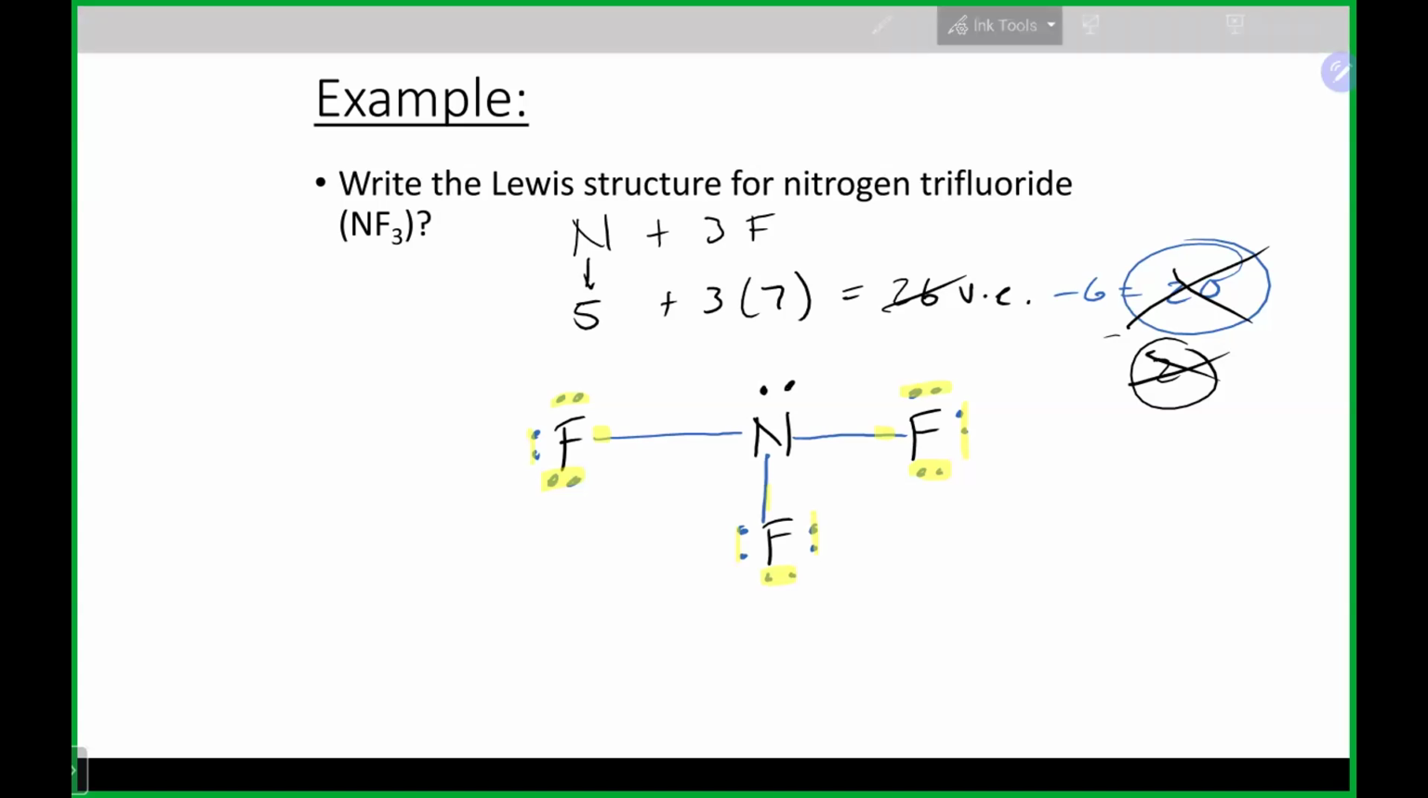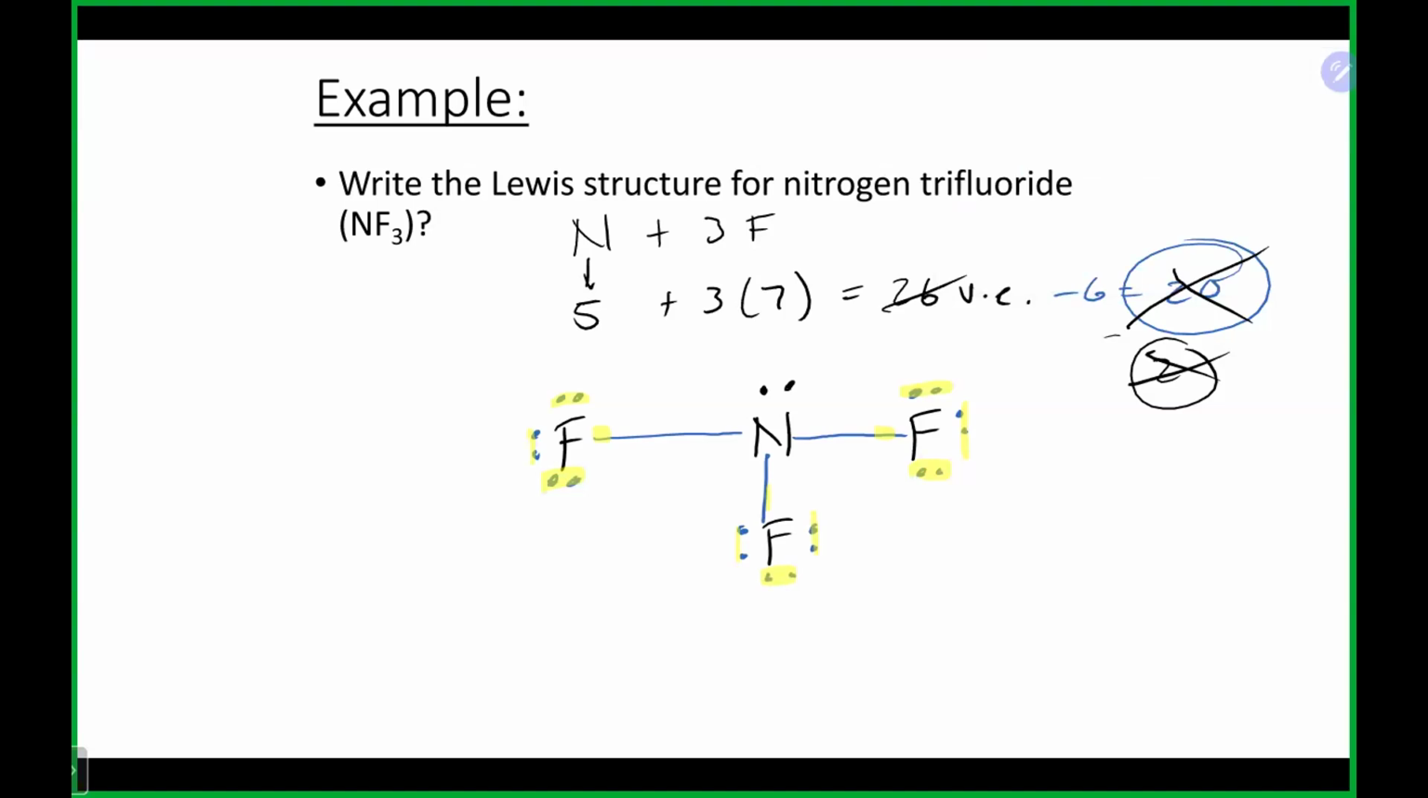Lastly, I do want to make sure everybody's still good in terms of the octet rules. So going in blue, 2, 4, 6, 8 for that one. 2, 4, 6, 8 for that one. 2, 4, 6, 8. And for the nitrogen, 2, 4, 6, and 8. Everybody has 8 electrons. A lot of highlighting, but everybody has 8 electrons. And we have used only 26 electrons in our picture. And this would be the proper Lewis structure here for NF3. Any questions on that there?